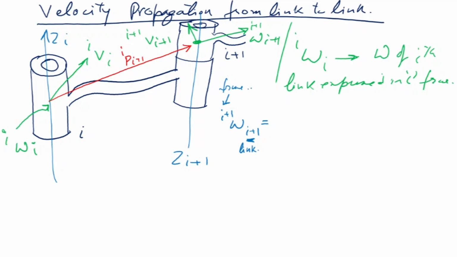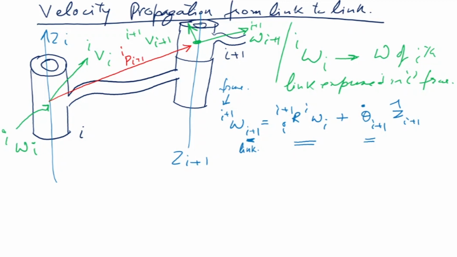So the angular velocity of the link i+1 expressed in the frame i+1 is equal to R(i to i+1) times omega i, the angular velocity of frame i expressed in its own frame, rotated into the frame i+1, plus theta dot i+1, which is its own velocity along the axis Z i+1. So this is the angular velocity of the previous link plus the angular velocity of itself.